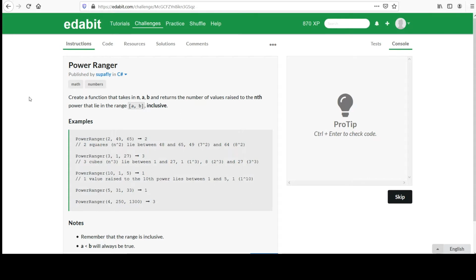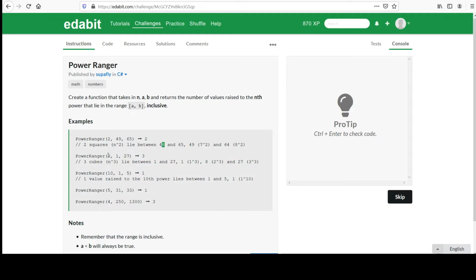The first one we have is Power Ranger 2, 49, and 65. And we notice that the output is 2 because of the squares between 49 and 65. They wrote this wrong, it should be 49 here, that was a typo. So you can think of, okay, 7 squared is 49, 8 squared is 64, 9 squared is 81, which falls outside the range. And if you would have tried 6 squared, it would be 36, and it would be beneath the range, so those miss. But of the squares, those two, you have 2 that fall within the range.